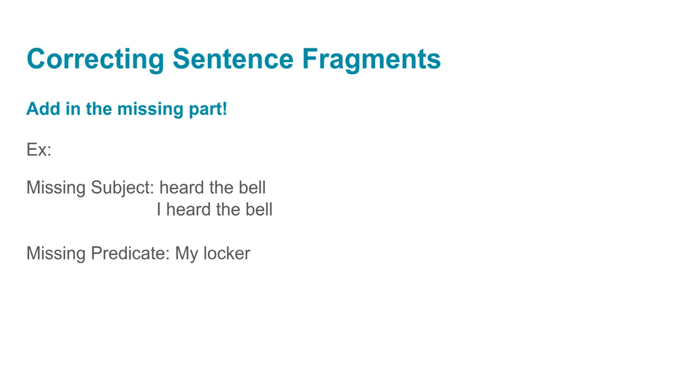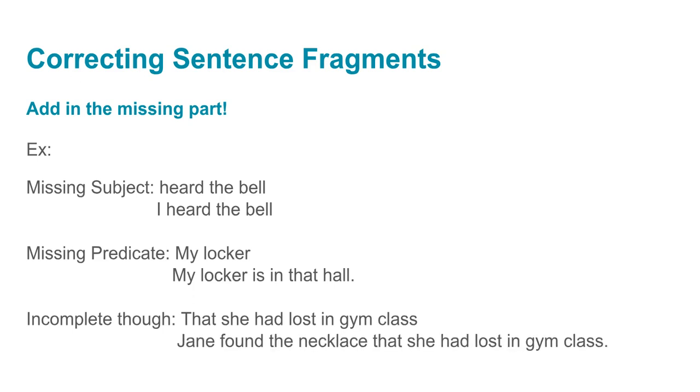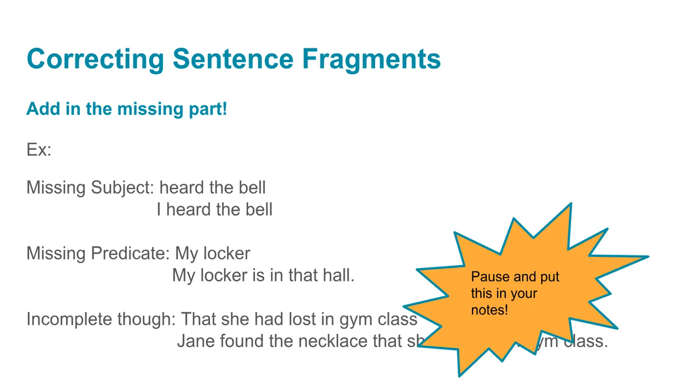If we didn't have a predicate, "my locker is in that hall." Now we have a predicate since "is" is a verb, and "in that hall" is a prepositional phrase that modifies the verb. Incomplete thought. Here we have a clause. "That she had lost in gym class." "That" is a subject. "Had lost" are verbs, but we don't have a complete idea here. So we need to add this clause to something else. "Jane found the necklace that she had lost in gym class." And now we have a complete sentence. Make sure that you pause and put these in your notes so that you know correcting sentence fragments means you're just adding in whatever's missing.